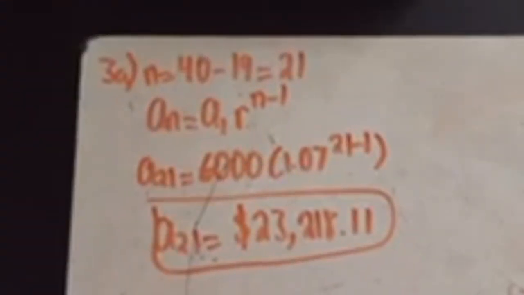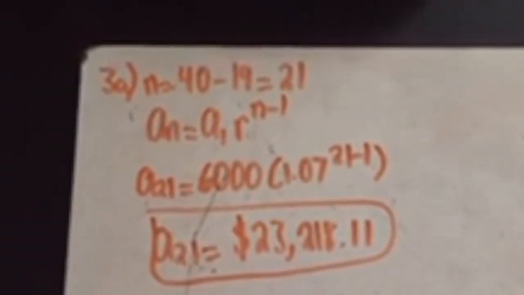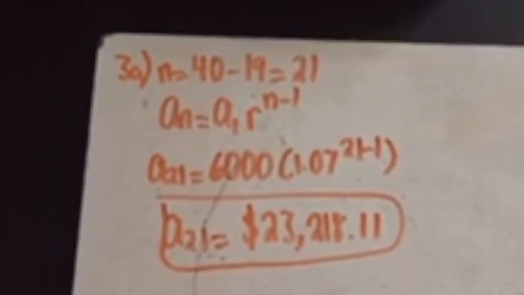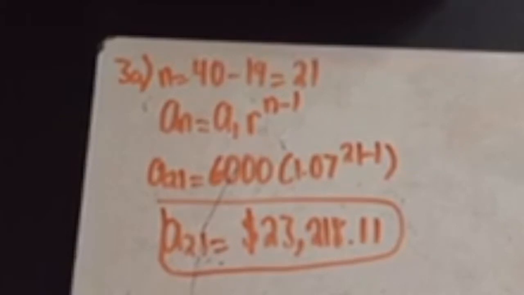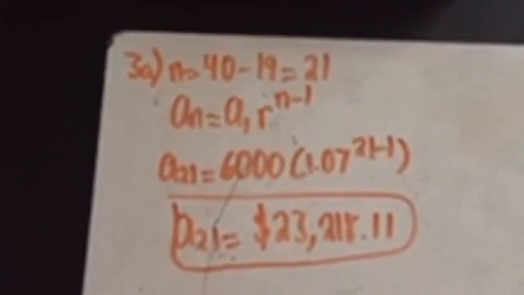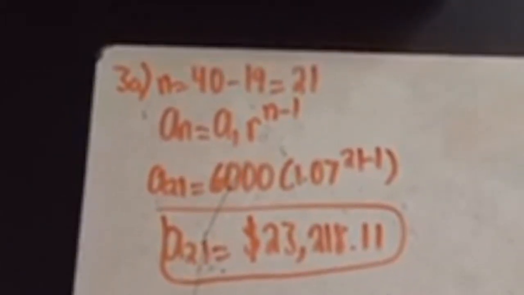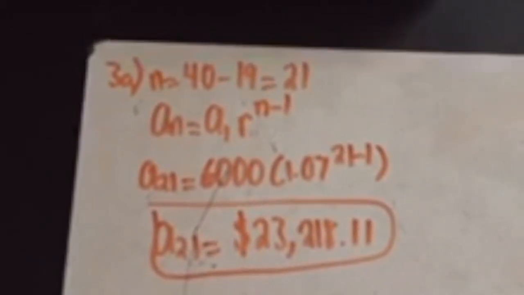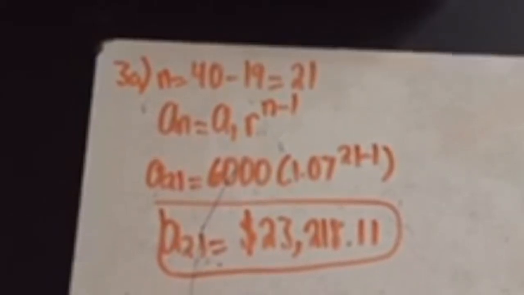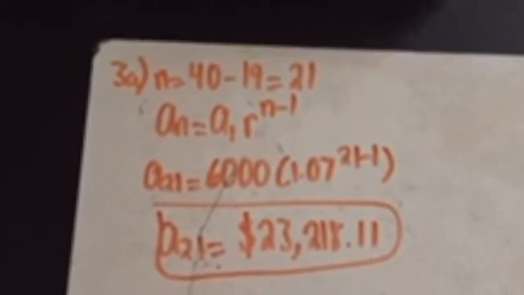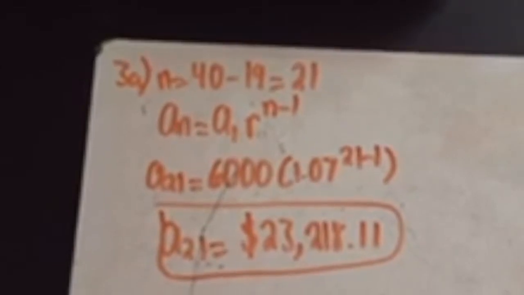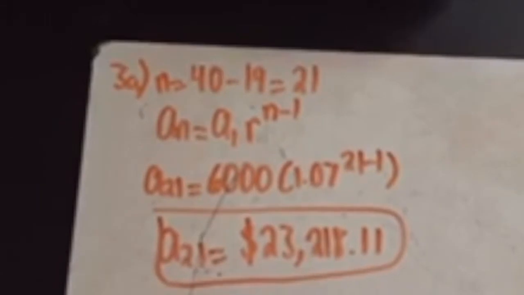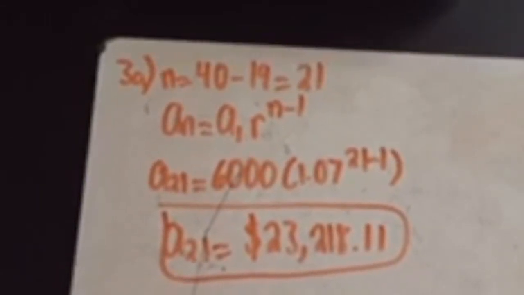So as stated in number 3, on your 19th birthday, you deposit $6,000 in a retirement bank account that gives you 7% annual interest, which is equal to 0.07. Since it's annual, you add 1 to 0.07. So 1 plus 0.07 is 1.07. Now, we have to find out if this whole problem is geometric or arithmetic.